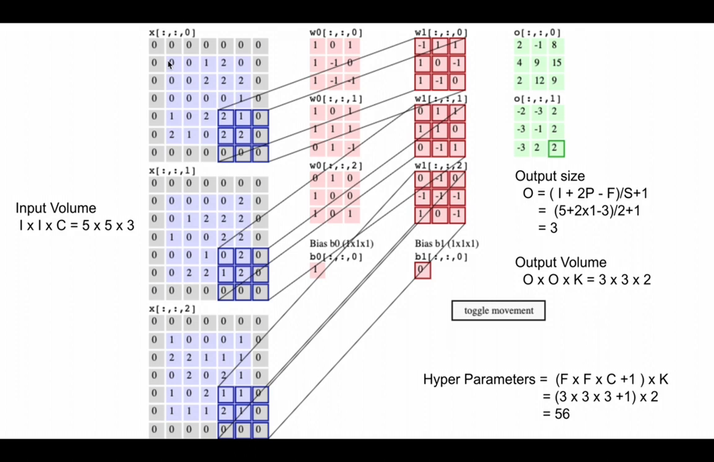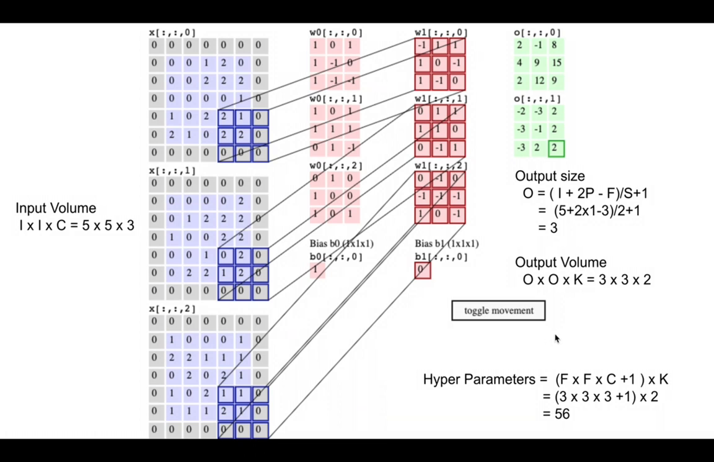The input volume will be I by 3 channels. That is 5 by 5 by 3. How about the output size? The output size should follow the formula (I plus 2p minus f) divided by the stride size, plus 1. I is the input dimension 5, we have 1 padding, the filter size is 3, and stride is 2. Therefore, we compute the output size to be 3, as shown here, 3 by 3. And the output volume will be 3 by 3 by the number of filters, 2.